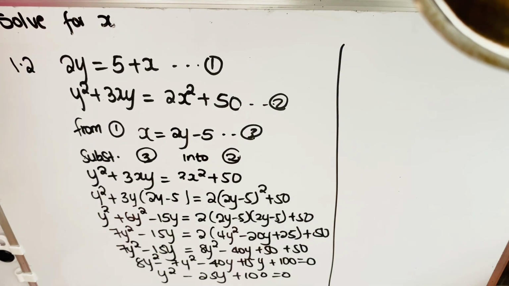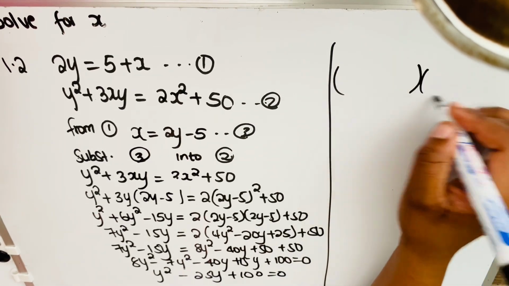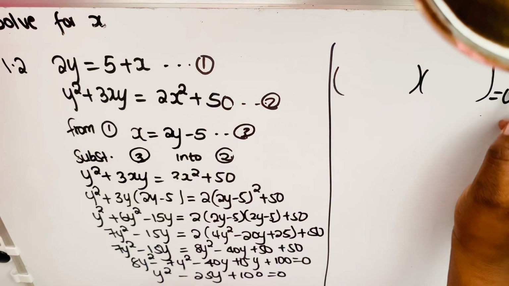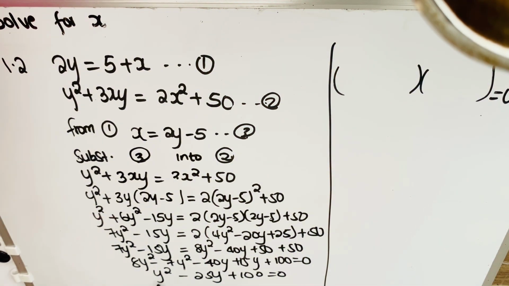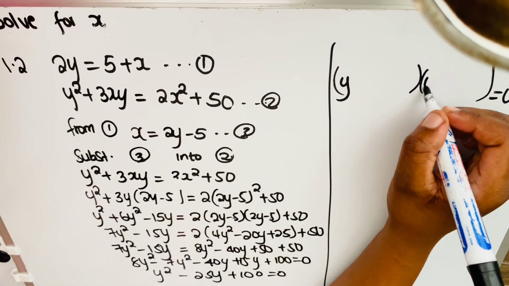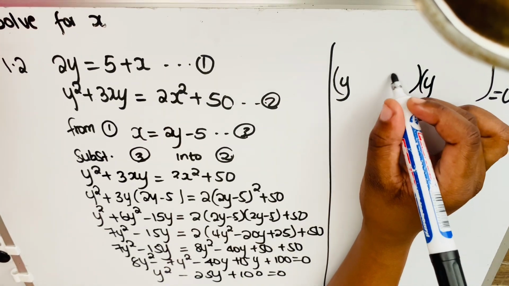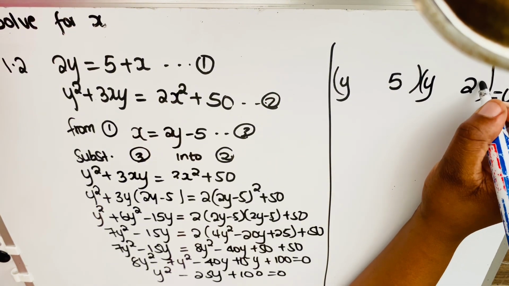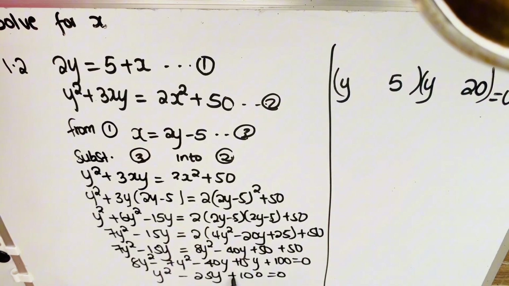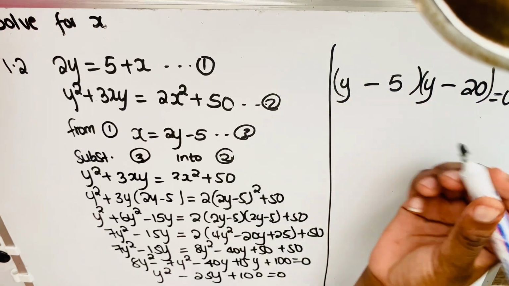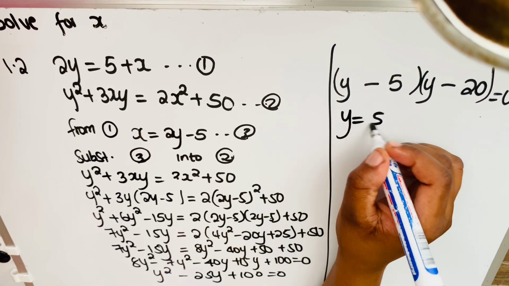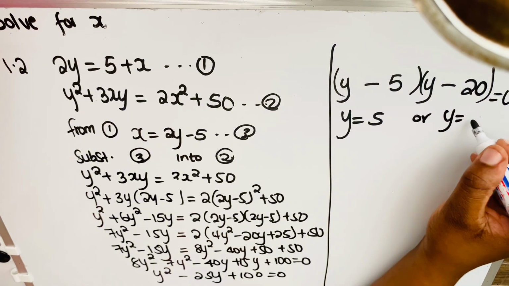To factorize the equation, factors of y squared are y and y. Factors of 100 that will give us the sum of negative 25 are 5 and 20. The 100 is positive, the middle term is negative. This simply means both factors must be negative. Then y is equal to 5 or y is equal to 20.